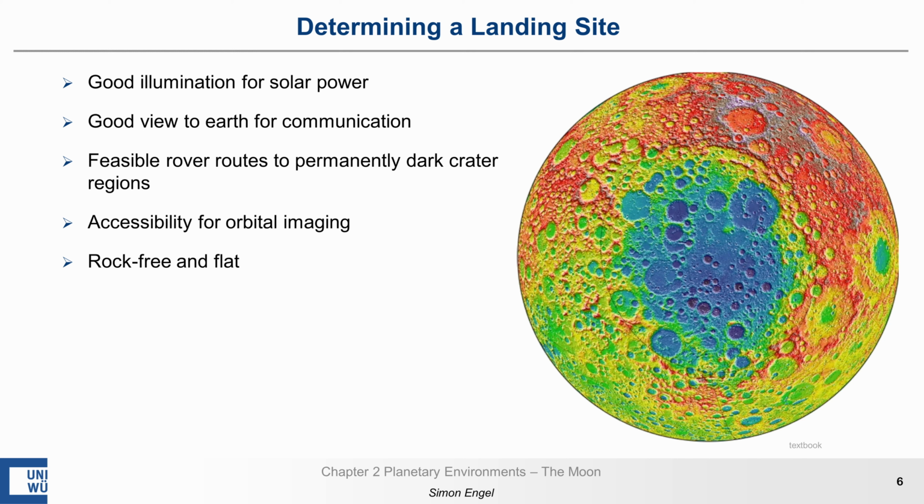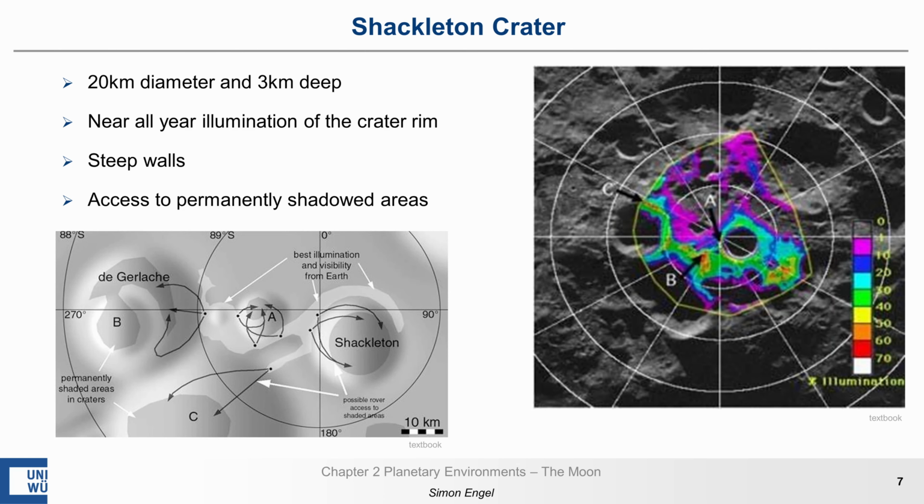Of course, we also need a feasible route into the crater regions where we want to conduct our search. And also accessibility for orbital imaging and ideally a rock-free and relatively flat terrain. As an example, we can have a look at the right, where we have a height map of the south pole of the moon. And in some polar regions, especially on the mountains, we have line of sight and also good illumination. So let's zoom in a little bit on the South Pole and take a look at the Shackleton crater, which is 20 kilometers in diameter and 3 kilometers deep.